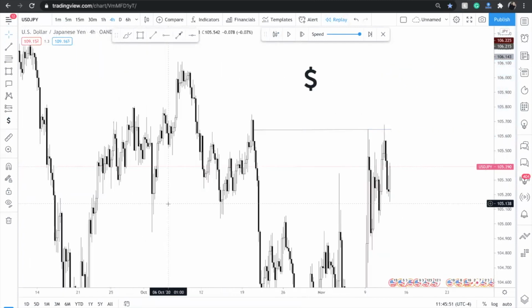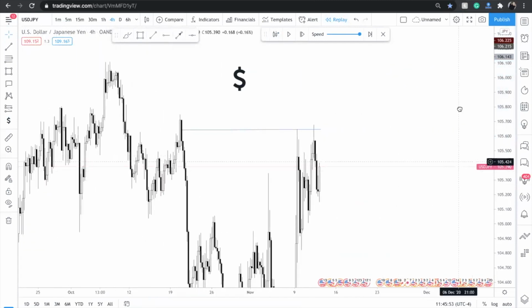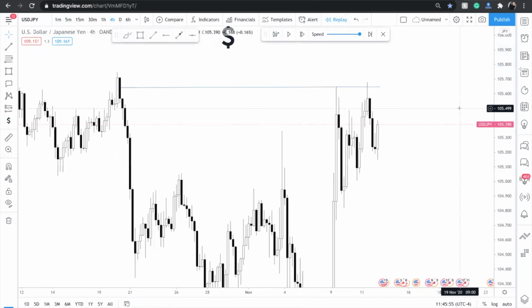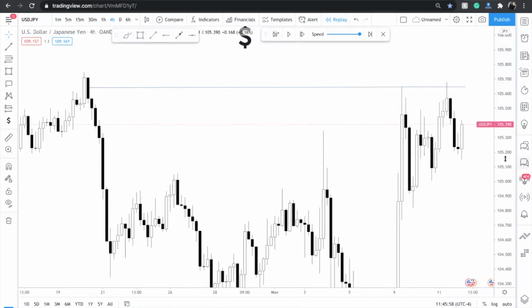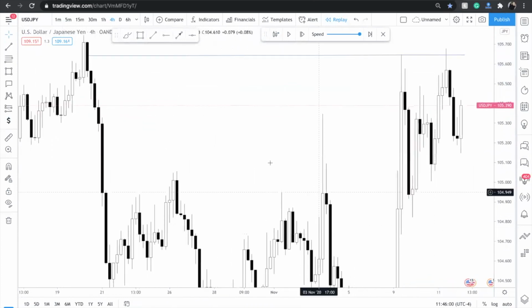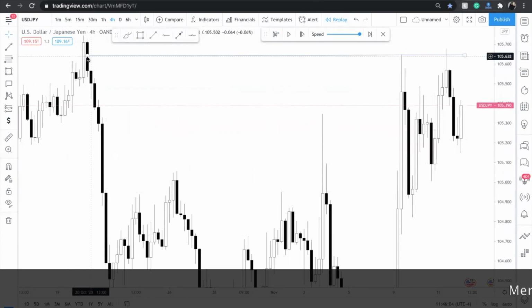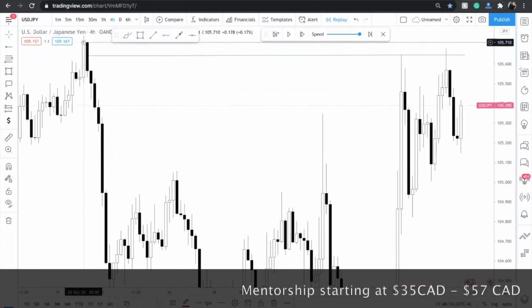Okay, UJ on the 4 hour, huge order block. UJ does give really clean order blocks, I must admit, on the higher time frames. Order block, 50% of the smaller candle, which would be this one in this case. Tap and go, stop loss above the high. You're still in the trade.